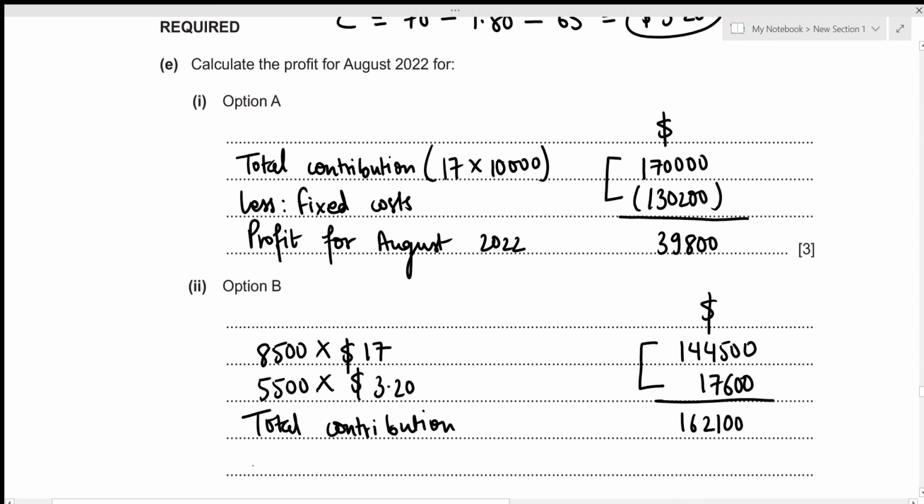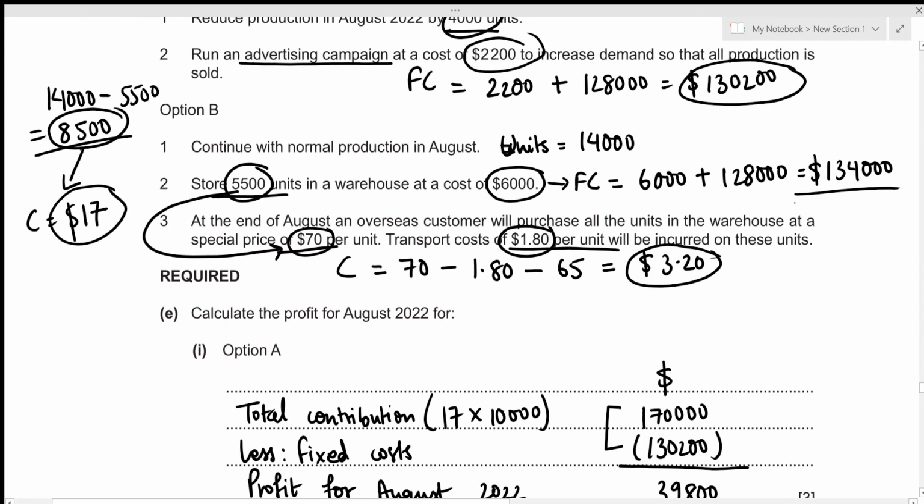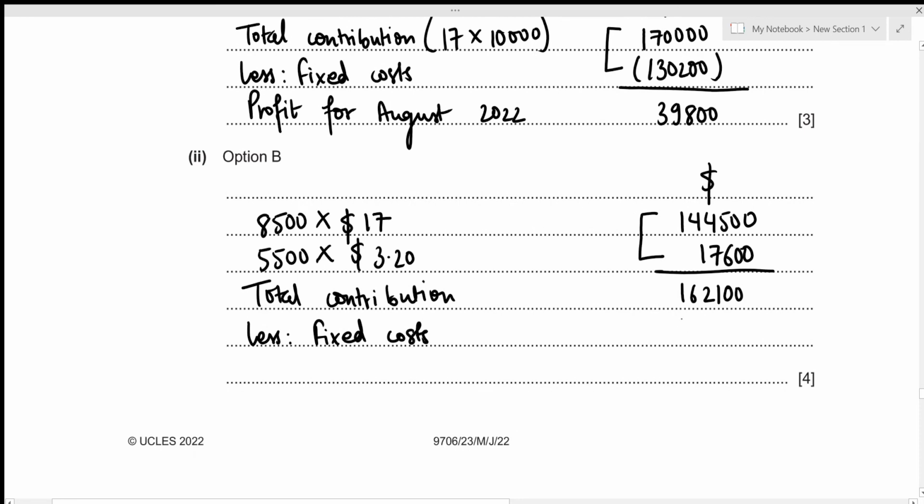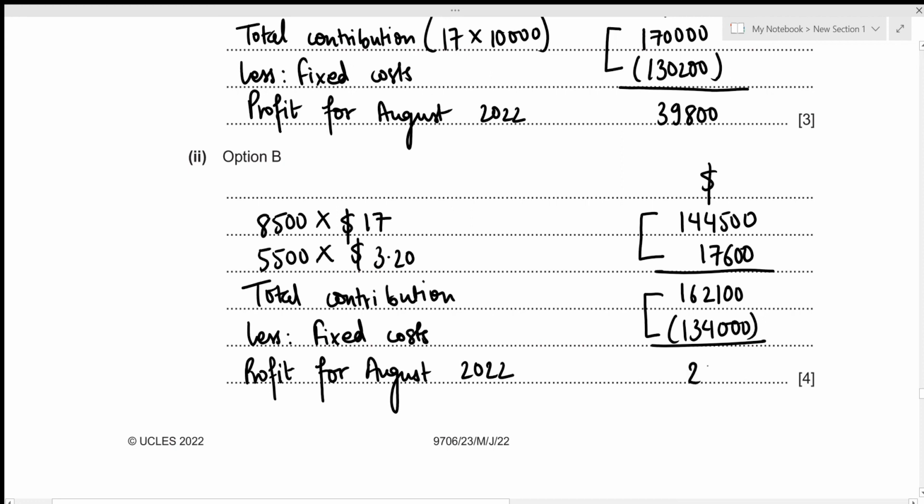Now we just have to subtract our fixed costs. We already figured out our fixed cost above. That was 134,000. So let's substitute this value. That's 134,000, and since this needs to be subtracted, we put it in a bracket. Now we can easily figure out our profit for August 2022 by subtracting the fixed cost from our total contribution. So that's 162,100 minus 134,000, which results in the profit for August to be 28,100.